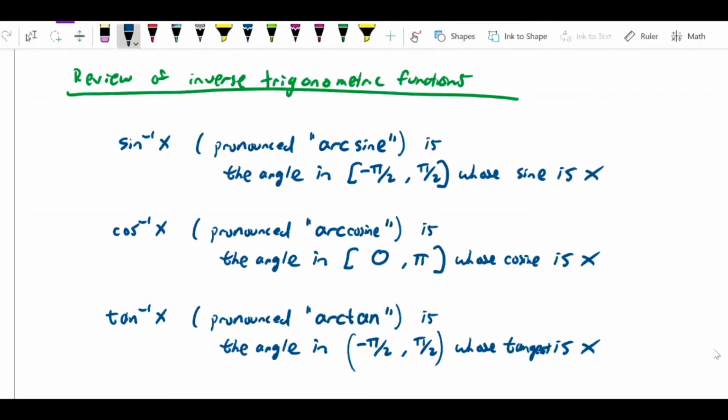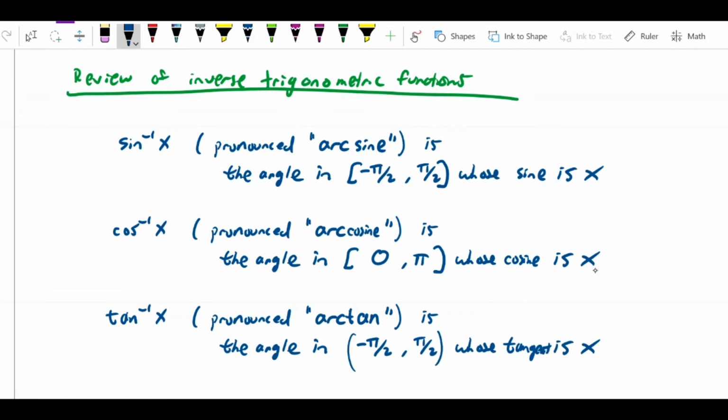Recall that arcsine, which we write as sine with a -1 exponent above it, doesn't actually mean the reciprocal of sine. We just write it this way to mean the inverse of the sine function. It is the angle in the interval -pi/2 to pi/2 whose sine is x. That's what arcsine of x means. Similarly, arccosine of x is the angle in the interval 0 to pi whose cosine is x.